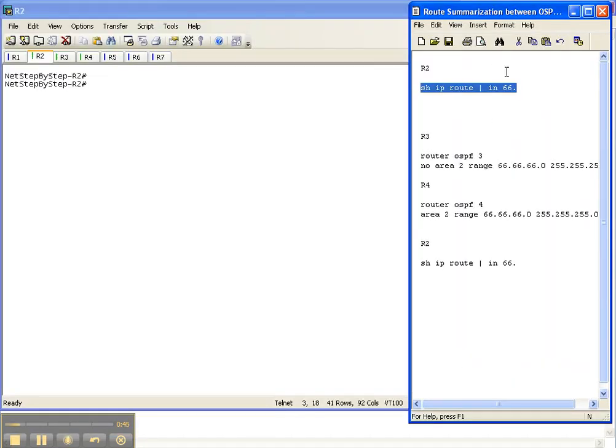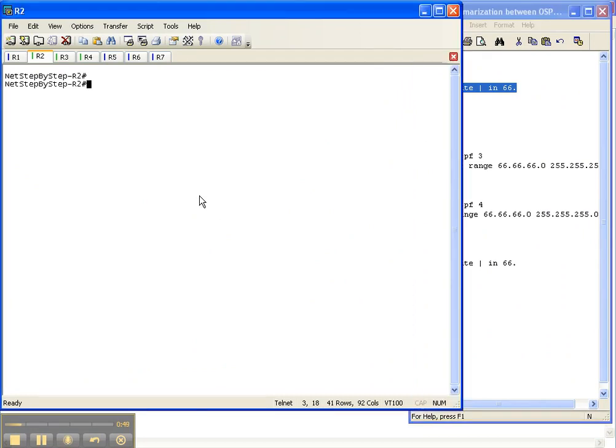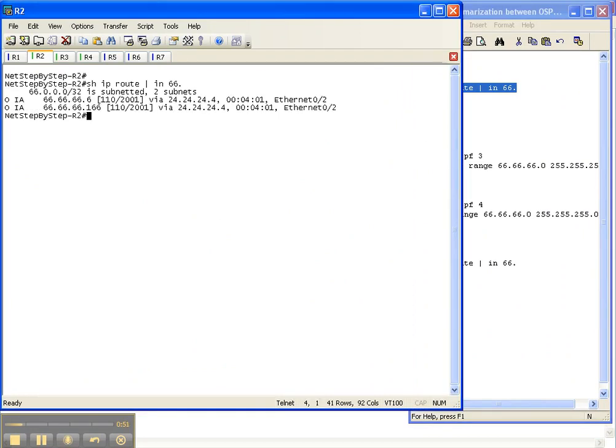So let's get started. On router 2 I'm going to do a show IP route, pipe include 66 dot. And that's going to show us the two prefixes that we're going to summarize. These are the prefixes coming from router 6. They're learned via OSPF and they're inter-area prefixes. They're also /32s. These are specific stub networks. These are actually loopback addresses that are configured on router 6.